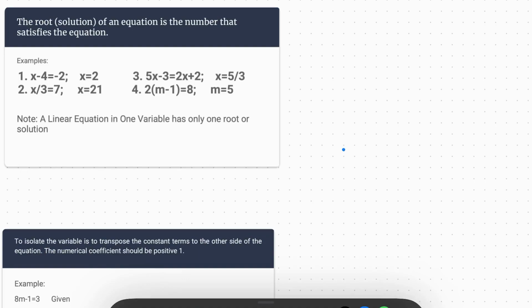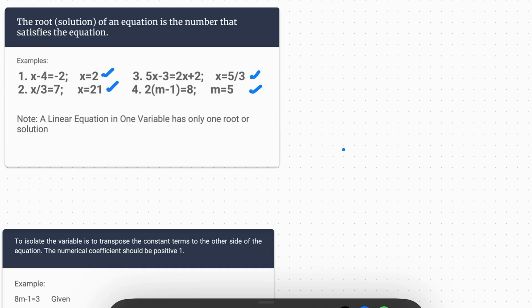Hello, everyone. This is UCAN Academy, and today we're going to talk about roots or solutions of a linear equation in one variable. You can see here four examples that I have prepared, and as you can see, we are already given a value for our variable. In this case, we have x, and the value of m in number 4.